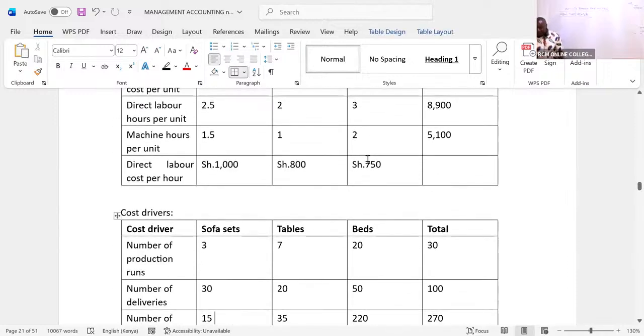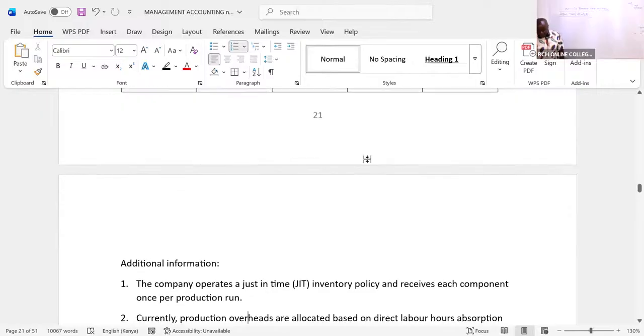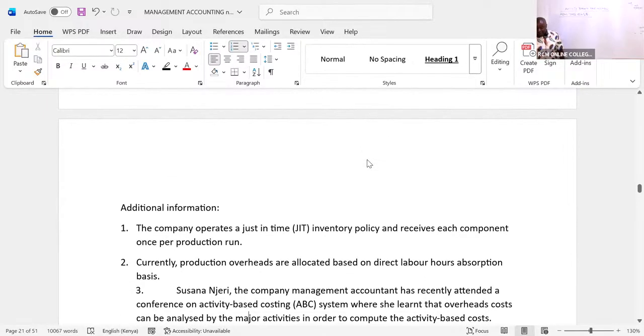So then they have given me cost drivers. When I see the word cost drivers, I know they're going to test me on issues to do with activity-based costing. So additional information: the company operates a just-in-time system, a JIT system, inventory policy, and receives each component once per production run.